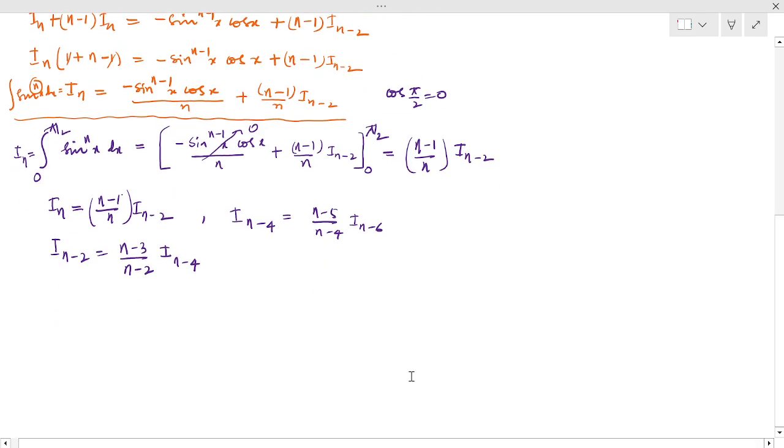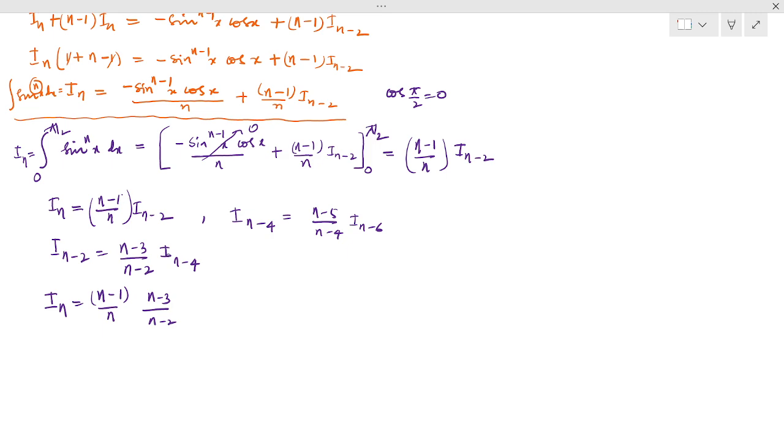Okay, fine. Now, let us substitute backwards in this formula. Therefore, I_n is equal to, keeping this as it is, (n minus 1) divided by n into I_(n-2). I_(n-2) is this, (n minus 3) divided by (n minus 2). What is I_(n-4)? (n minus 5) divided by (n minus 4).